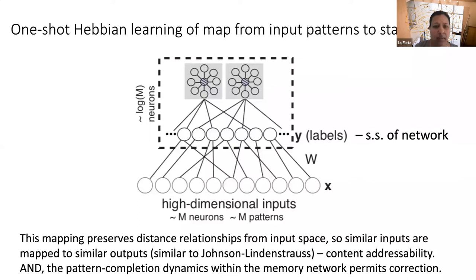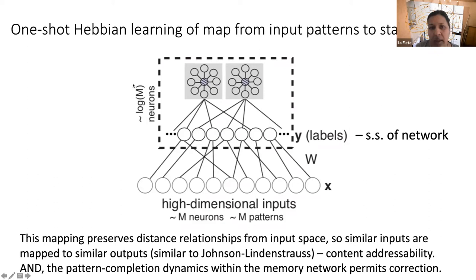Okay, and so this can be a very large number of patterns, and they can be dense, high dimensional patterns. So we can have inputs that are as big as m different, of order m size vectors as the inputs, and the memory network can be as small as size log m. Okay, so in other words, the memory network can be much, much smaller than the length of the patterns that are being associated with the states in the memory network.